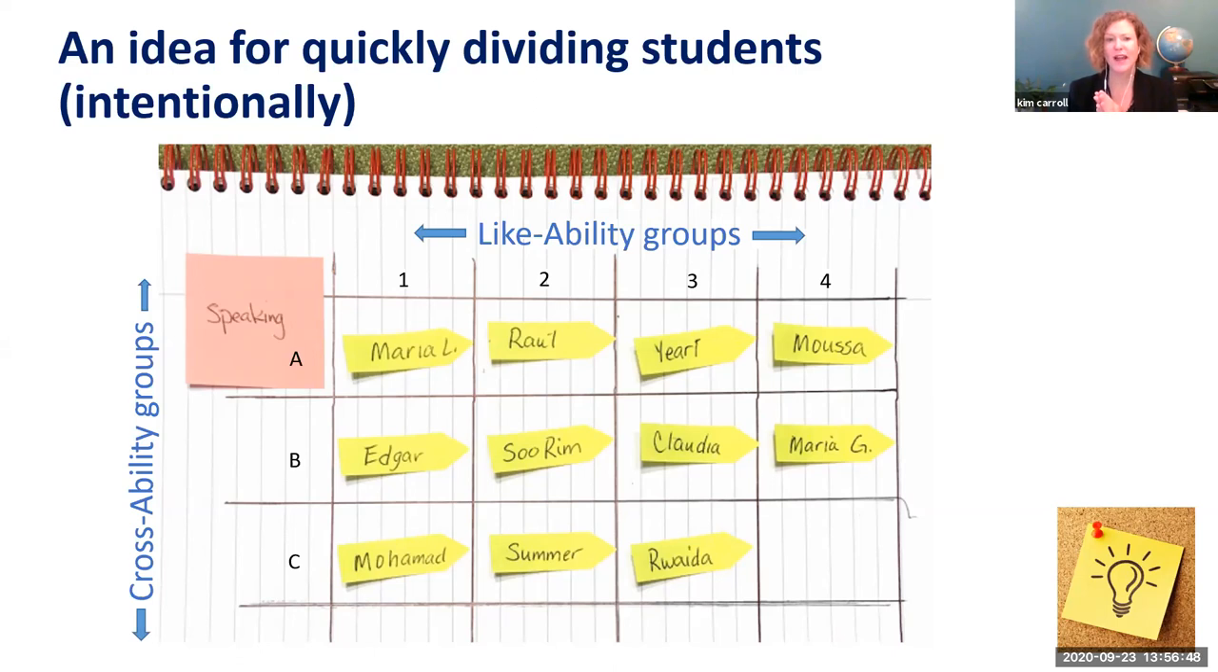Also, you don't have to stick to the same topic. So this one was about speaking, but my next one might be about interest in sports, because that's our next topic. So I could have the most interested people to the least interested people, but the outcome is the same, like ability and cross ability grouping. And I got this from a book I read about multi-level classes. And of course, you can find the information in our last slide with the references if you want to know more about that.